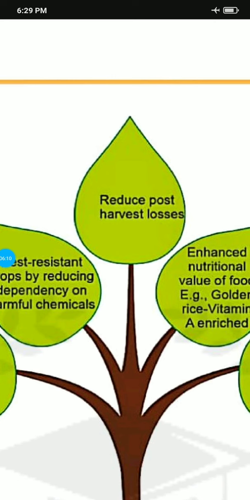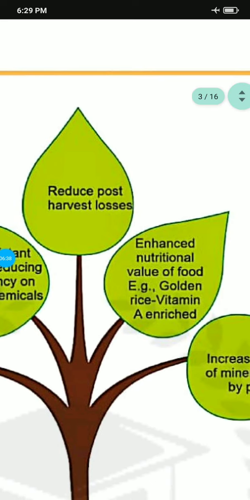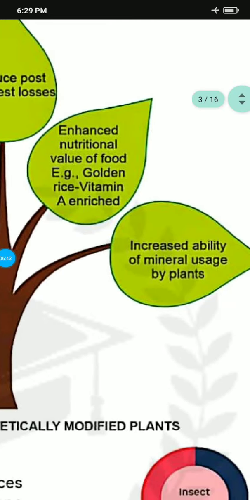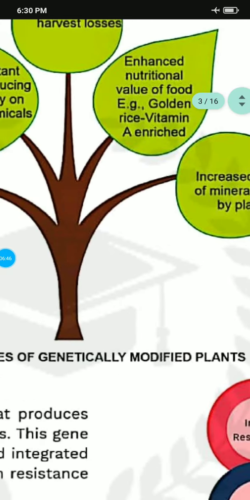The previous loss is like this: when you grow any single crop, that crop uses up the humus and other nutrients of the soil, and because of that, before sowing the next crop, we have to think about how we can obtain the humus again in this soil. So they also reduce post harvest loss. They enhance quality, like golden rice, which is vitamin A enriched, and they also increase the ability of plants to use minerals.